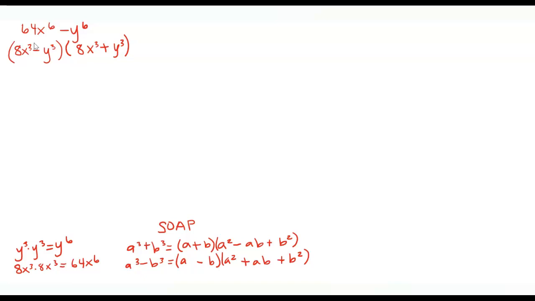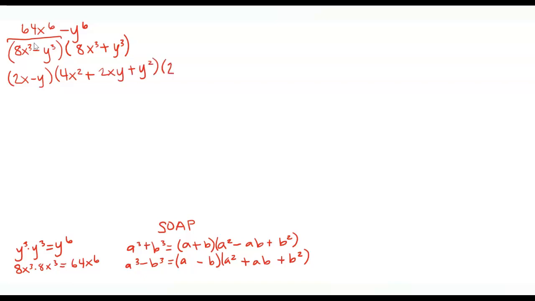So the first a is going to be just 2x. So for this 8x cubed minus y cubed, we'll do that one first. So I'll have 2x minus y, and then 2x squared, so I'll have 4x squared, opposite sign, so plus 2xy, and then plus y squared. So there's our first one.